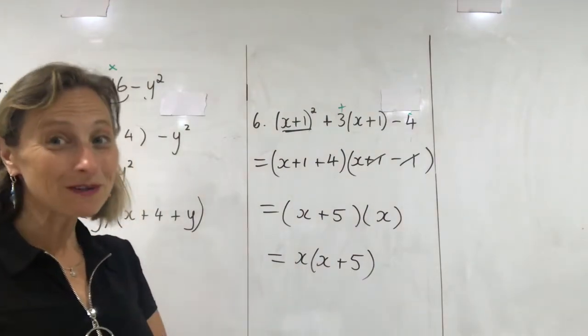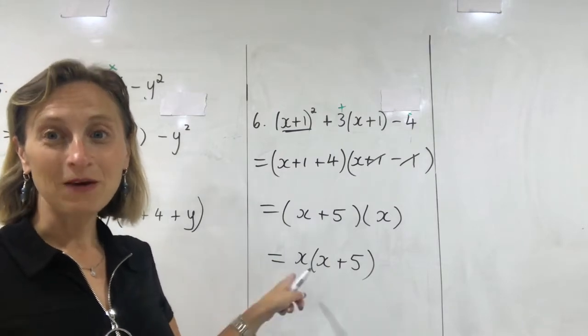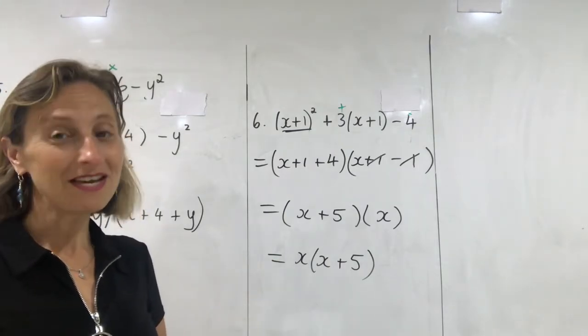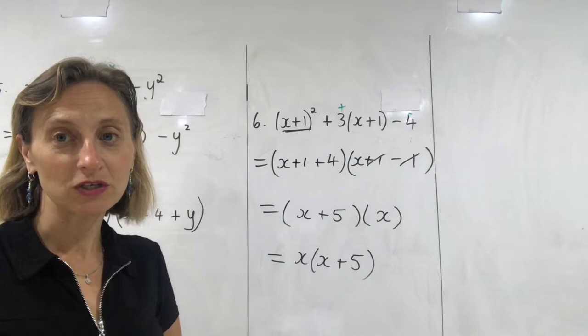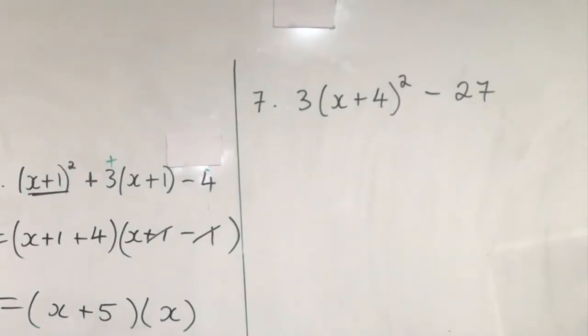That one wasn't as difficult as the one before it, but it was very difficult to spot. And that's really what makes these questions difficult, is that they're difficult to spot. Number 7.